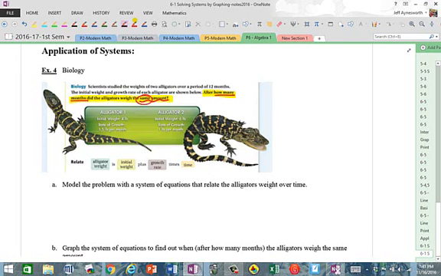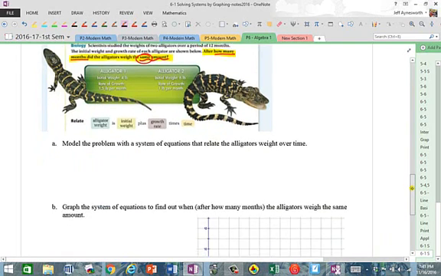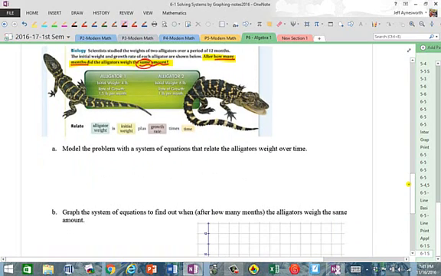We could do it just by looking at a table because this is a fairly easy problem. However, we're going to model the problem. Model means make a system, which means write the equations that relate the alligators' weight over time, because weight depends on time.